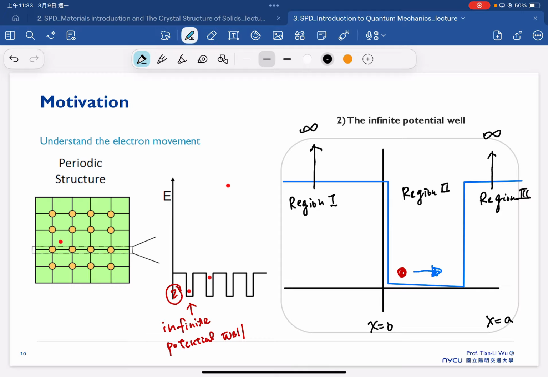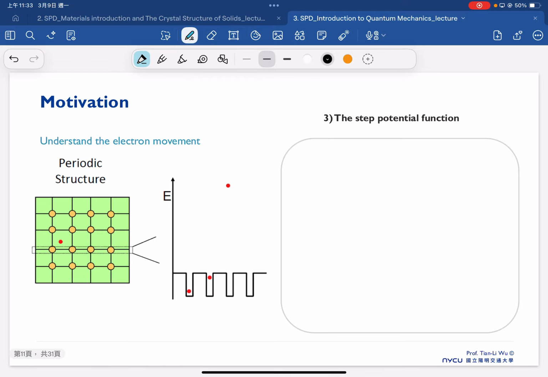And then the next question that we want to deal with is case 3. Case 3 is actually a step potential function. Therefore, we consider this one is a potential. This is not this one. So we consider this one, and in this space we have this step potential function.